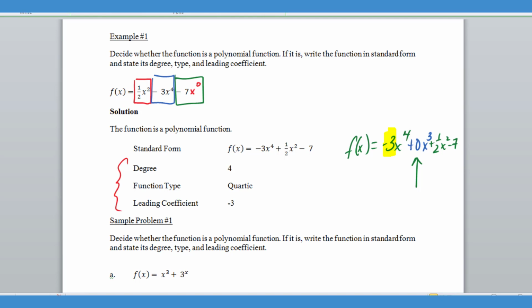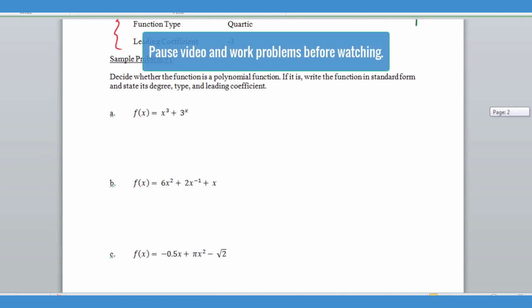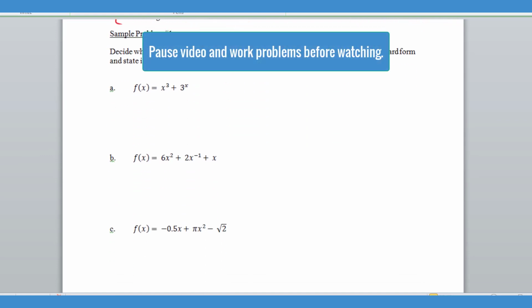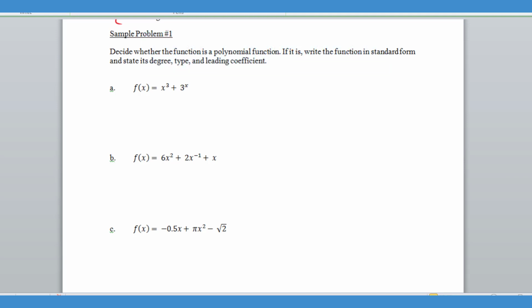So let's take a look at some examples. If you haven't had a chance to work sample problem 1 yet, parts A, B, and C, go ahead and take a second to do that and then come back and see the solutions. Okay, so let's take a look at this first one. It says decide whether it's a polynomial function.